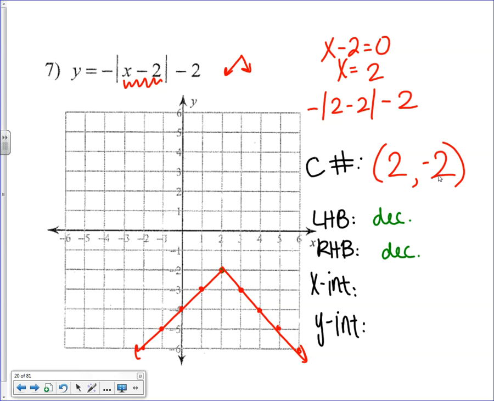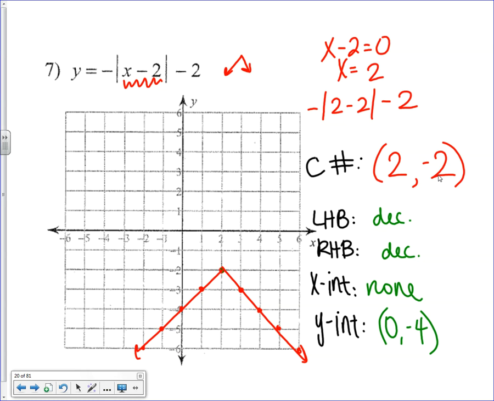How about x-intercepts? Still none. We're not touching the x-axis. How about the y-intercept? I heard a mumbling. I hope it was 0, negative 4. Yeah? Okay? Yeah?